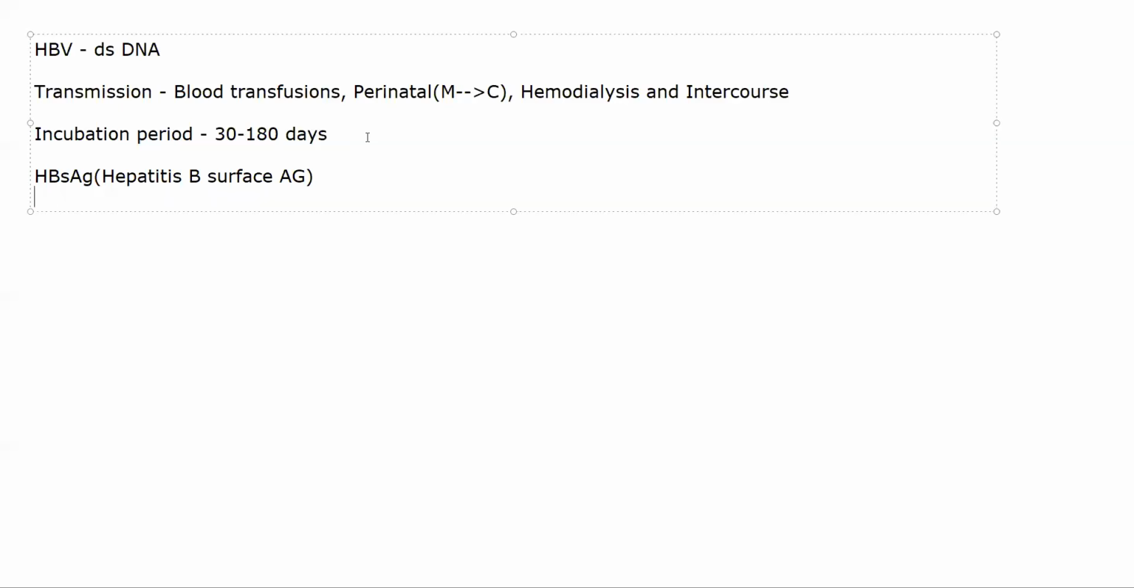Then we have anti-hep B antibody. You can have both IgM and IgG types here. Both of these are possible and they generally appear late. It will take some time. These are detected during the pre-icteric period. I'll explain to you what the pre-icteric period is.